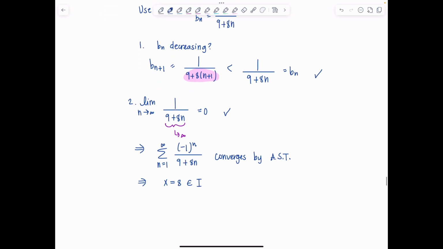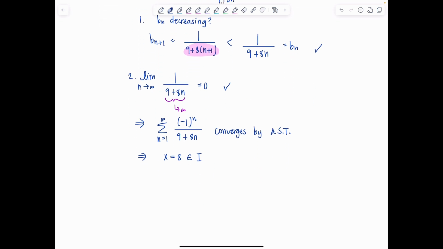Okay, so then if 8 is included but 10 is not, you could write your interval of convergence a couple of different ways. If you want to use interval notation, you would have a bracket on 8 and then a parenthesis on 10. Or you could say 8 is less than or equal to x, which is strictly less than 10. Okay, I would use interval notation because it's an interval of convergence, but same thing. Okay, how was that one?